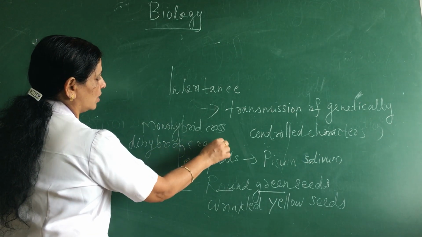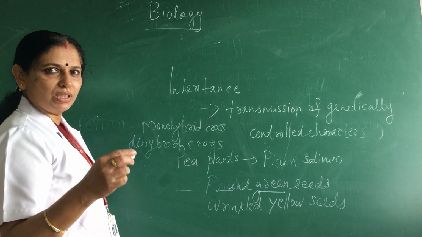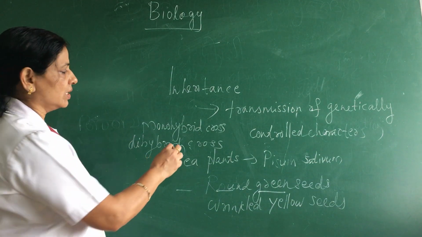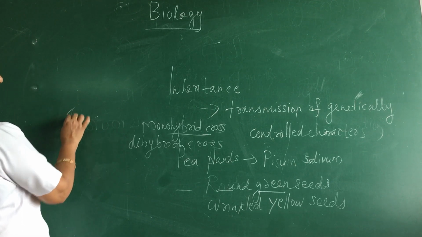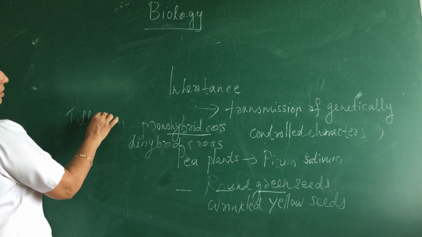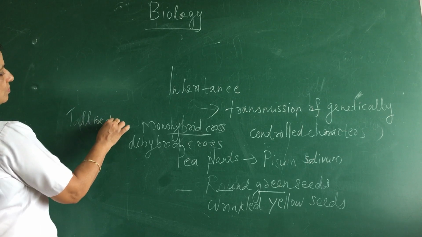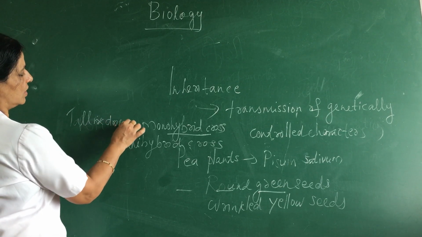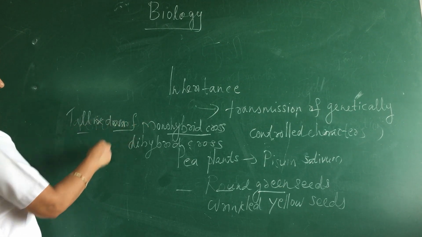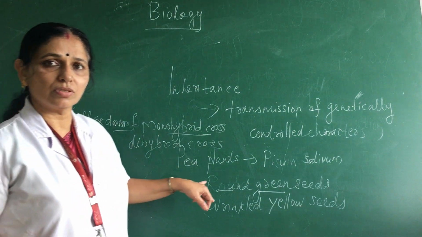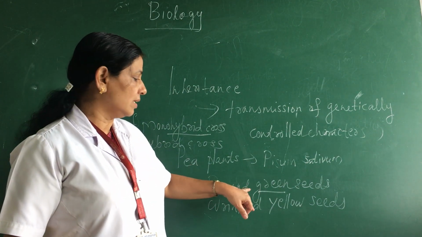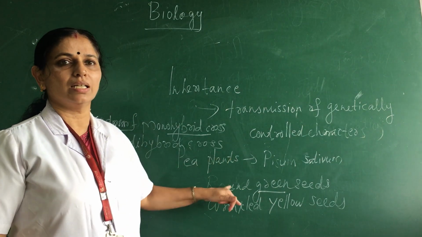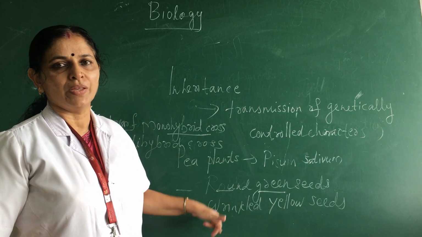The monohybrid cross is the crossing between parents having one trait. One example is tall and dwarf. Here there is only one characteristic. But the dihybrid cross involves two pairs of characteristics. The example is round green seeds and wrinkled yellow seeds. You got it?